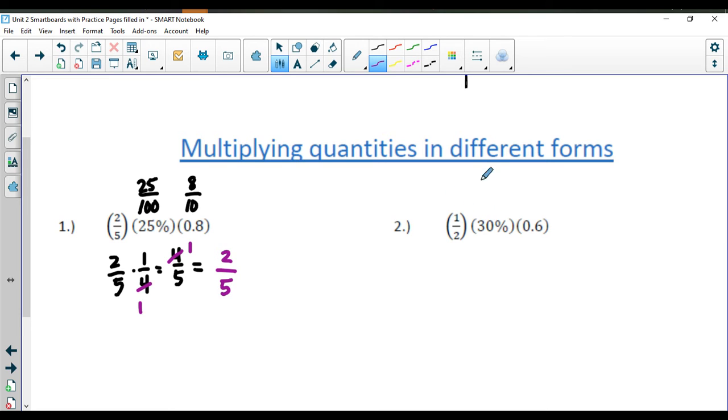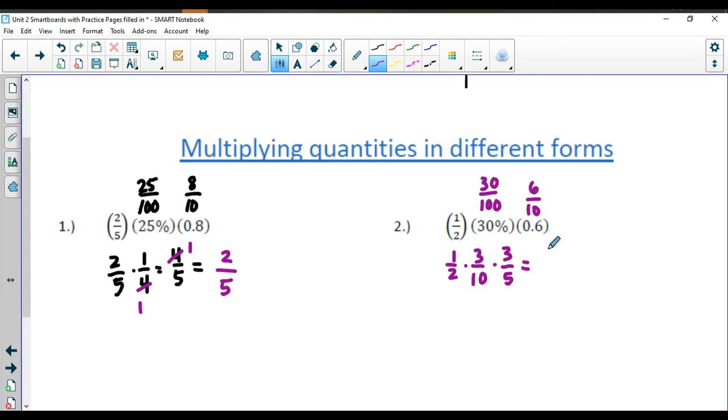For number 2 then, I have 1/2 times 30%. 30% would be 30 over 100. Remember, drop your percent sign, put it over 100. 0.6, which is 6 tenths. So reducing then, I'm going to get 3 over 10, and then I'm also going to get 3 over 5 for that last fraction. There is actually nothing for me to reduce here.